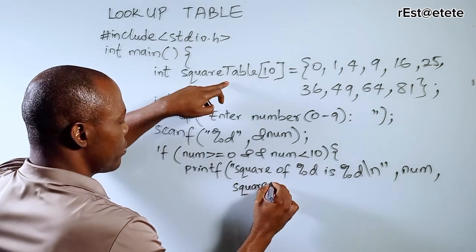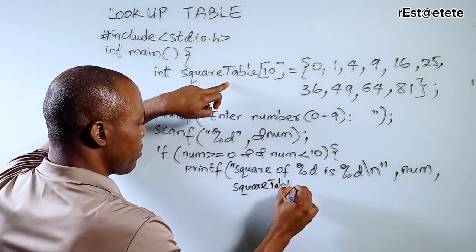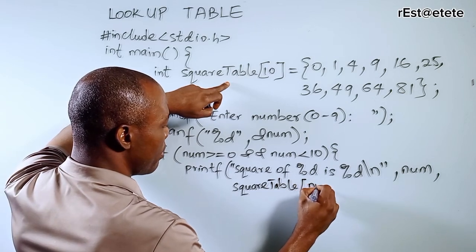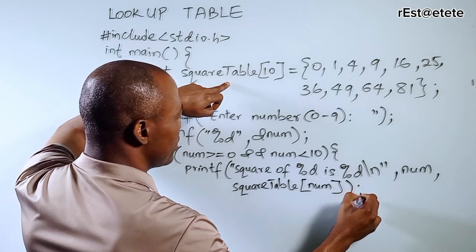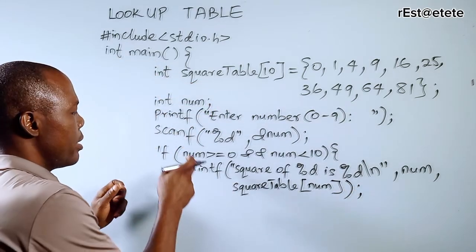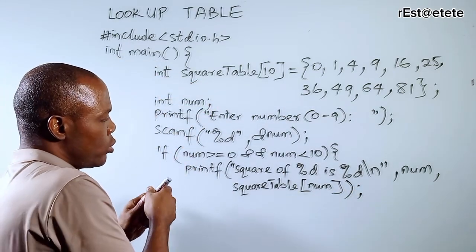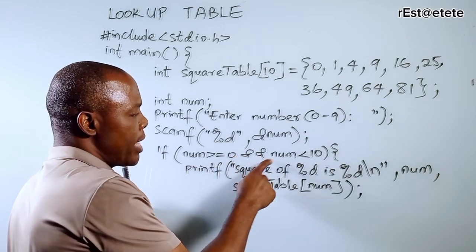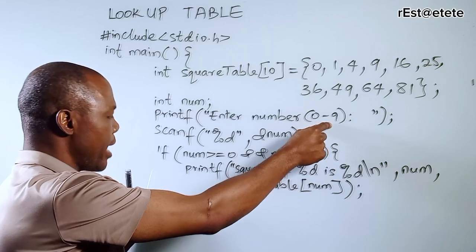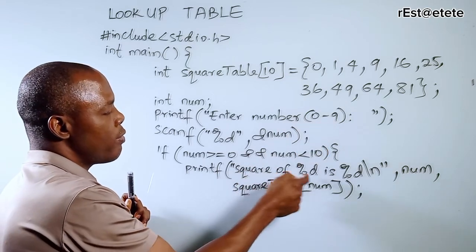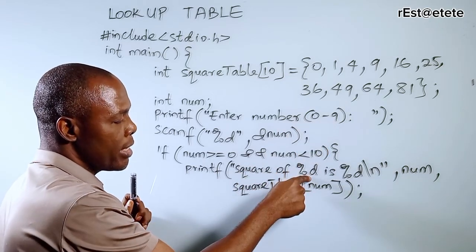Square table num. So I will close it. If num is greater or equal to 0 and num is less than 10, meaning it's within this range of 0 to 9, right? Print f: square of whatever number you supply is here.